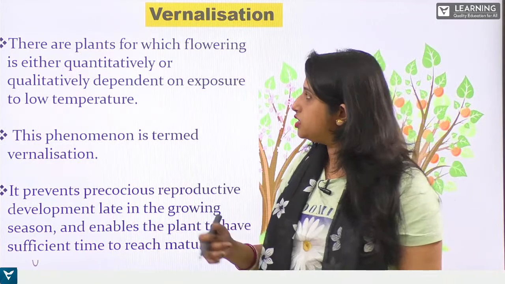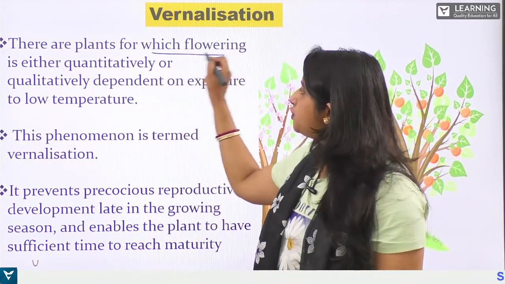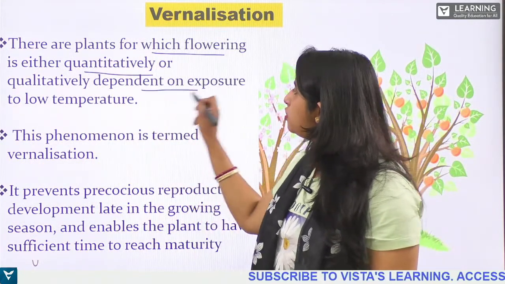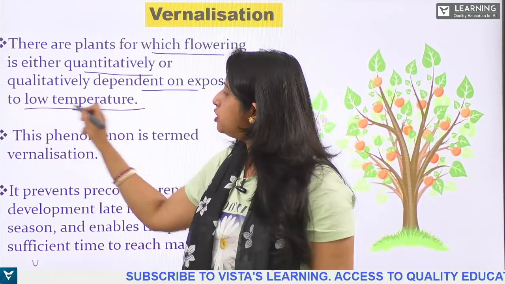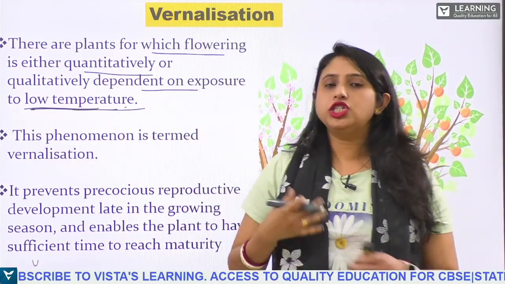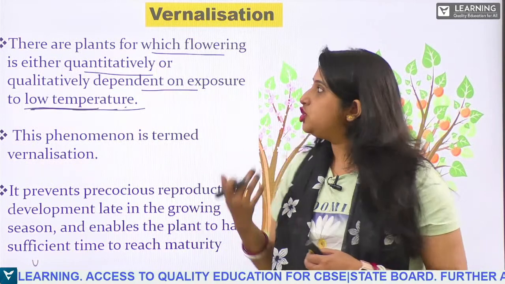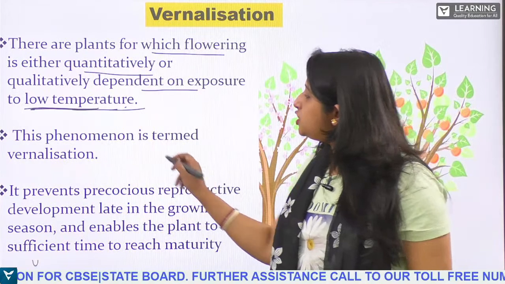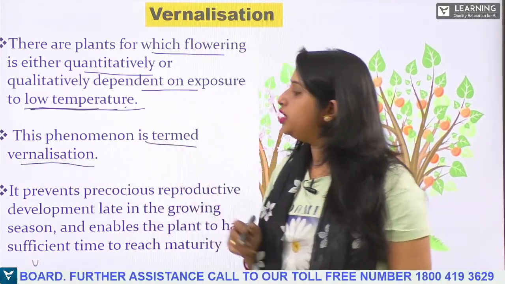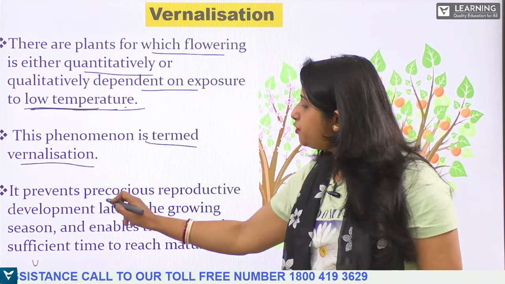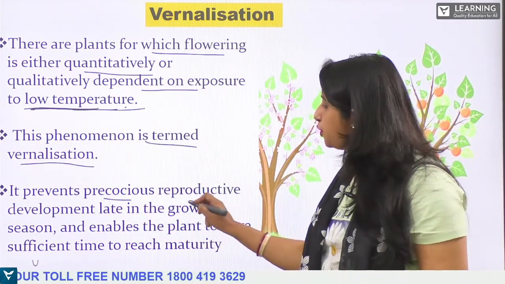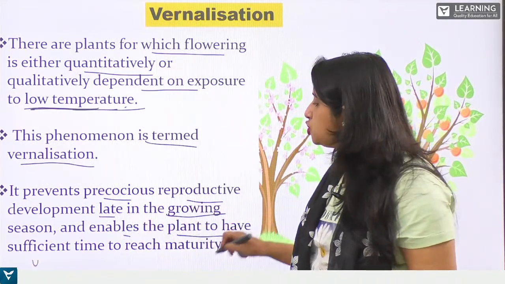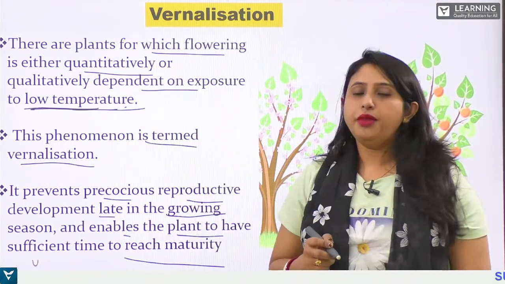Now what is this vernalization? There are some plants for which flowering is either quantitatively or qualitatively dependent on exposure to low temperature. So there are some plants which can only grow when they are placed at a very low temperature. This phenomenon is termed as vernalization. It prevents precocious reproductive development late in the growing season and enables the plant to have sufficient time to reach maturity.